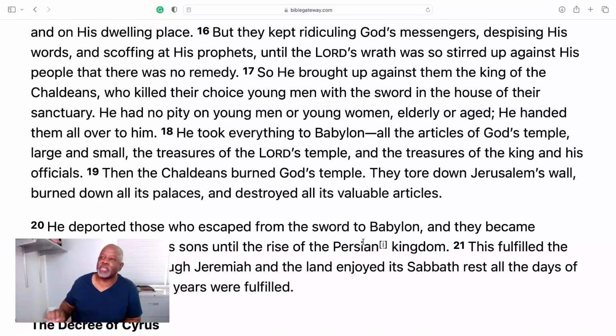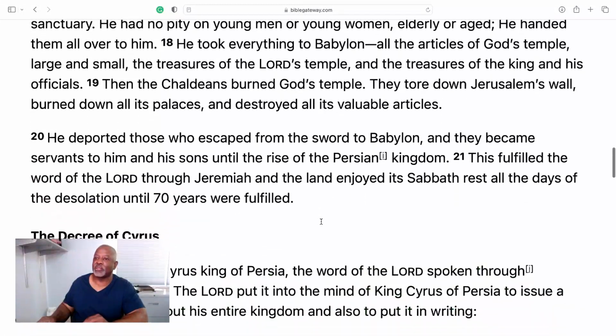Verse 18, he took everything to Babylon, the articles of God's temple, large and small, the treasuries of the Lord's temple, and the treasures of the king and his officials. And the Chaldeans burned God's temple. Now that's where we're going to end up, with Ezra rebuilding the temple. He tore down Jerusalem's wall, and that's going to be Nehemiah, okay? Burned down all his palaces and destroyed all his articles of gold.